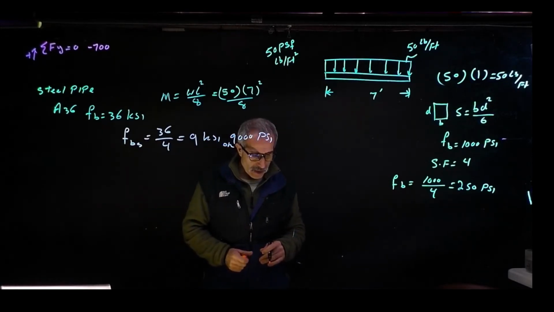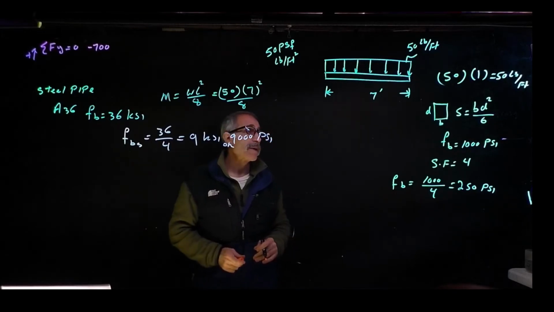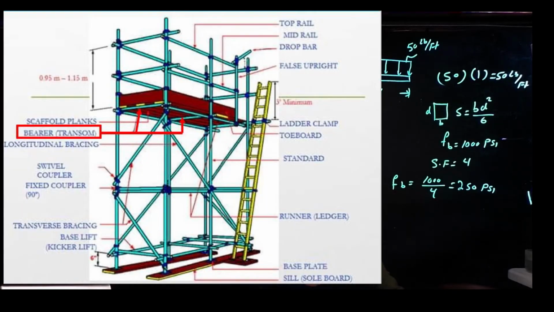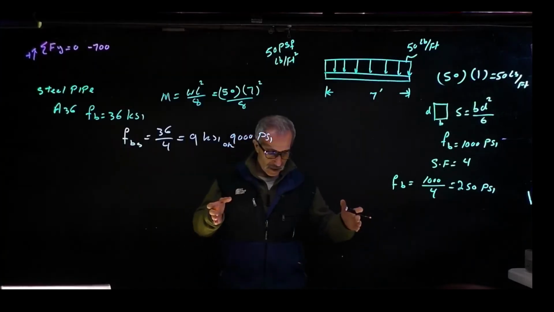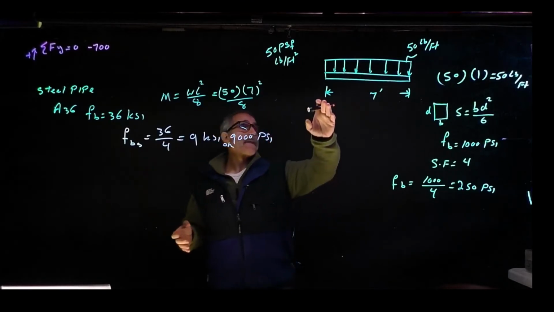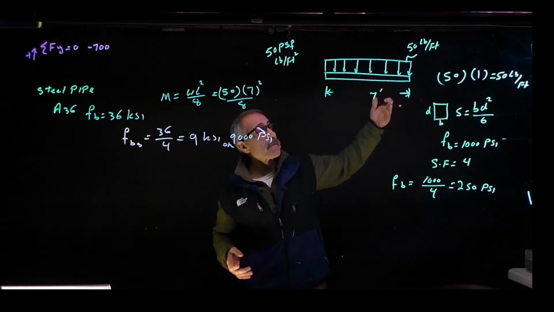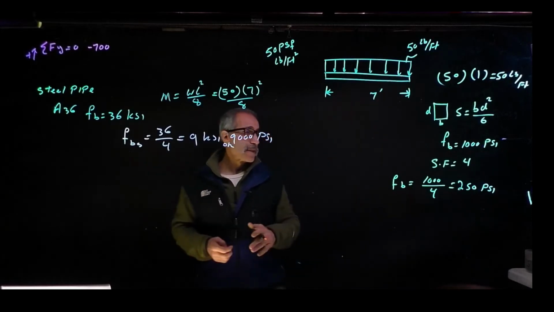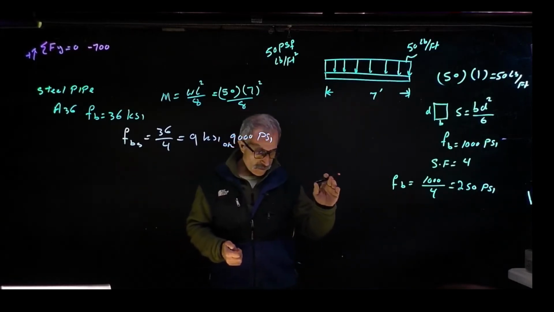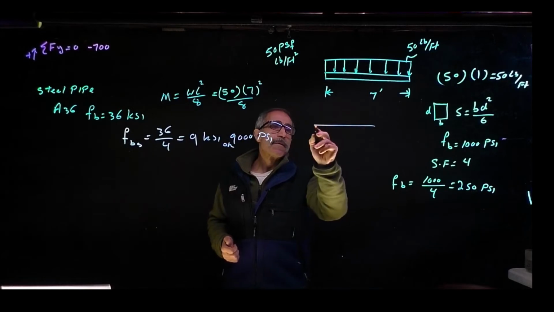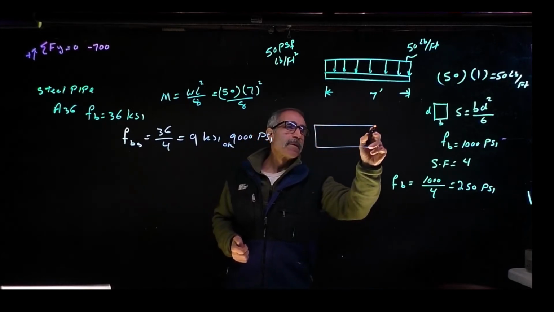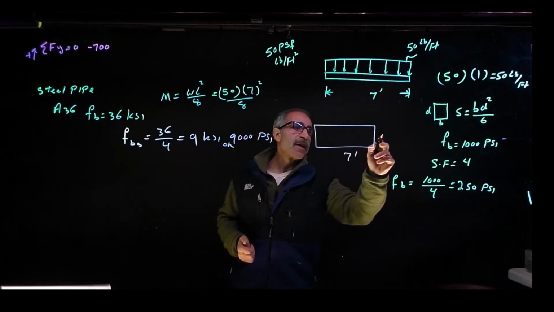So now we're going to go ahead and size the bearer. The bearer is this right here, this pipe that's going across right here, where the planking is. So that's the bearer. And we're going to say, okay, the plank is 7 feet, but if you look from the other angle, that's going to be 4 feet. So if I look at it from the top, this is 7 feet and that's 4 feet.